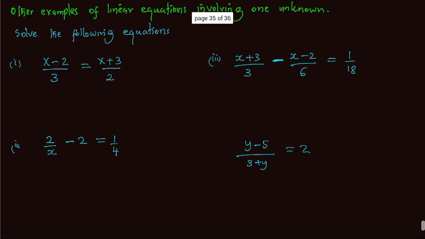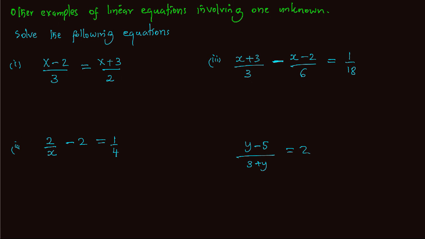Other examples of linear equations involving one unknown include the following. Solve the following equations. In the first example, we have x minus 2 over 3 is equal to x plus 3 over 2. We can cross multiply the equation. 2 into x minus 2 will be equal to 3 into x plus 3.